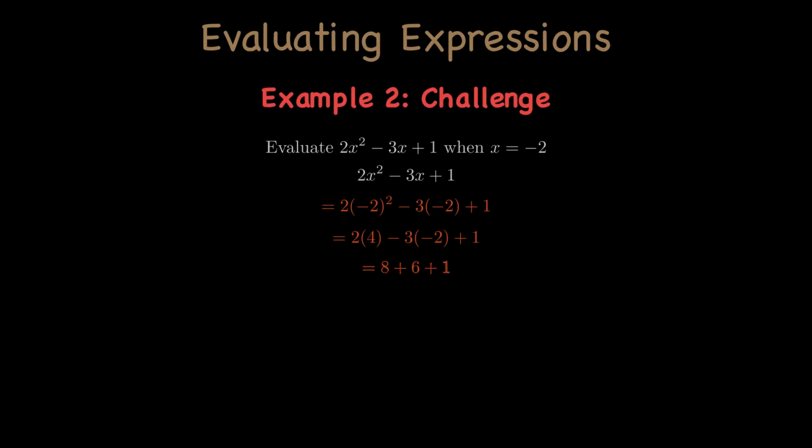Now multiply. 2 times 4 equals 8. Minus 3 times negative 2 equals plus 6. Remember, negative times negative is positive. So we get 8 plus 6 plus 1. Finally, add them all. 8 plus 6 plus 1 equals 15. Great work. Evaluating expressions is all about careful substitution and following the order of operations. Remember, substitute first, then calculate following BODMAS.